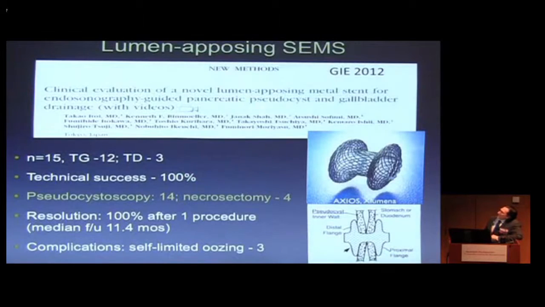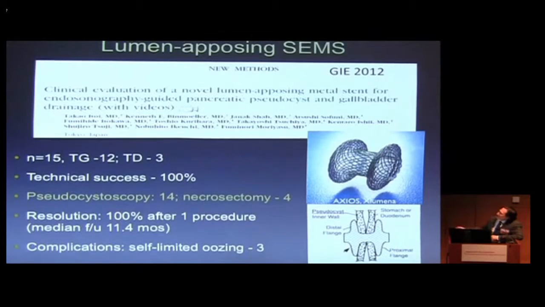And in fact, really what we need then for this is a lumen-apposing stent with 2 large flanges, obviously much shorter, to just straddle the walls of the cyst and the bowel. And these 2 large flanges, which are double-walled, are lumen-apposing. And I had the honor of collaborating with Dr. Itoy in this first publication on using this stent to drain fluid collections, with high technical success rates, and then using it as a port for pseudocystoscopy and necrosectomy.